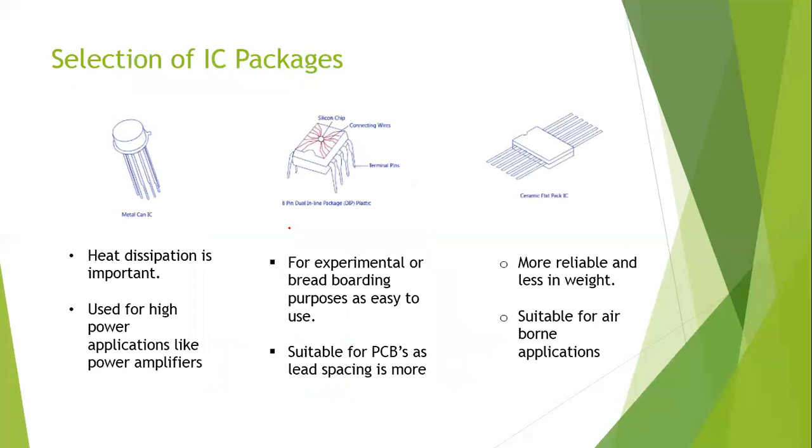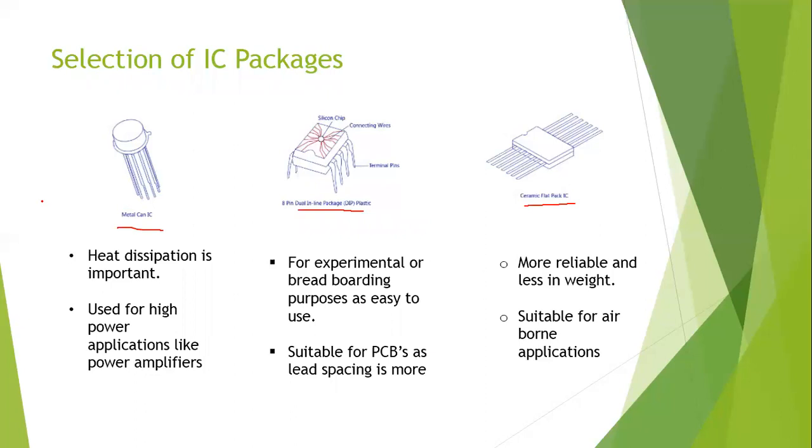So, selection of IC packages. As we have shown, three different types of IC packages. First one is metal can IC. Next is dual inline or DIP package. The last one is flat top package. Among these three IC packages, based on some factors, we are going to select the IC package.